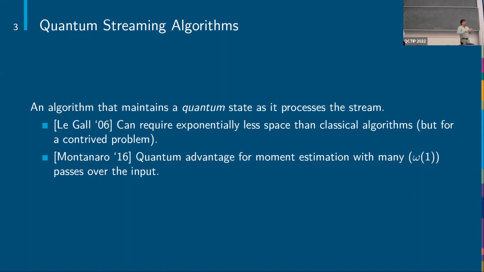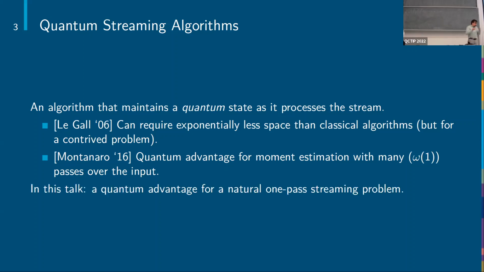And so we might want to know what might happen in the more common stream model where you only have one or only a constant number of passes over your data. So what I'm going to tell you about is one of the best studied problems in classical streaming, and how you can get a quantum advantage for it using only a single pass over your input.